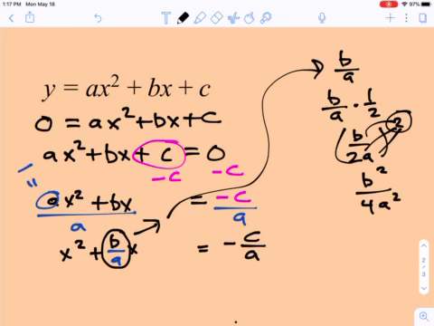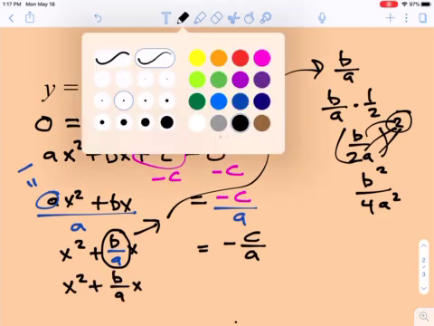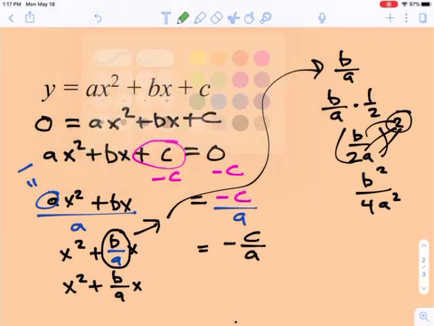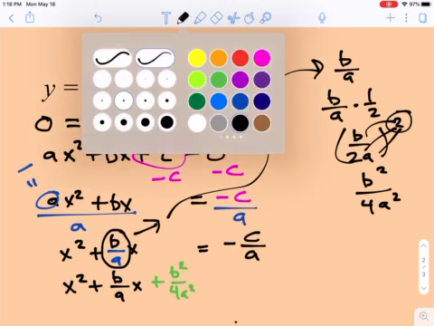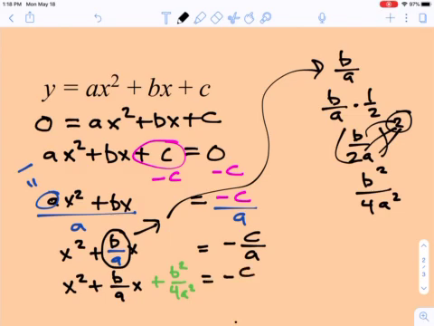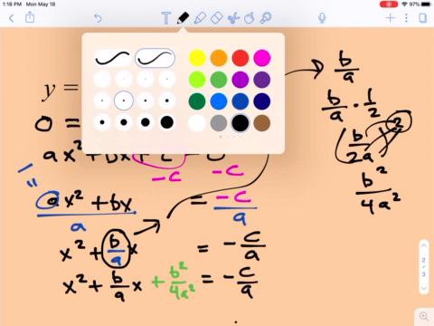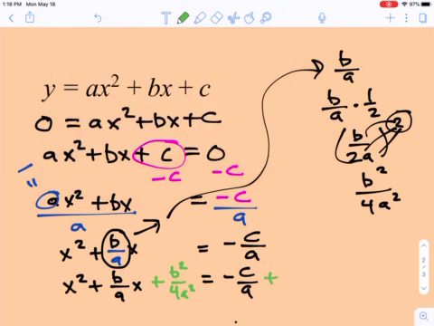All right, so my next part here is I have x squared plus b over a x, and then I will write this in a different color, we'll do it in green, plus b squared over 4a squared, and then that equals our negative c over a. And whatever we do to one side when we're completing the square, we've got to do the same thing to the other side. So we've got to add b squared over 4a squared to this side to keep it balanced.